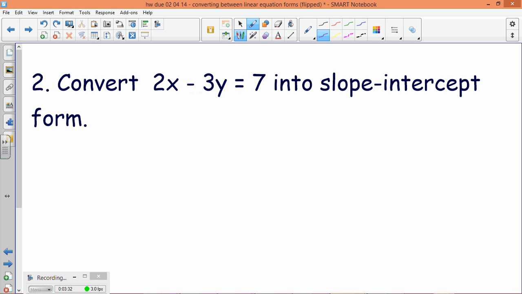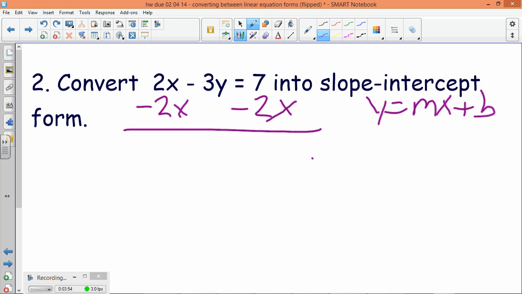So what I need to do, first I need to find my eraser. Never mind, everything went away. Cool. I'm just going to rewrite y equals mx plus b so that I know what I'm looking for. Always a good idea to write down the form you're looking for so you know if you've gotten there or not. First thing I want to do is get rid of this 2x by subtracting 2x from both sides of my equation. 2x minus 2x adds to 0, so I'm just going to cross it out.